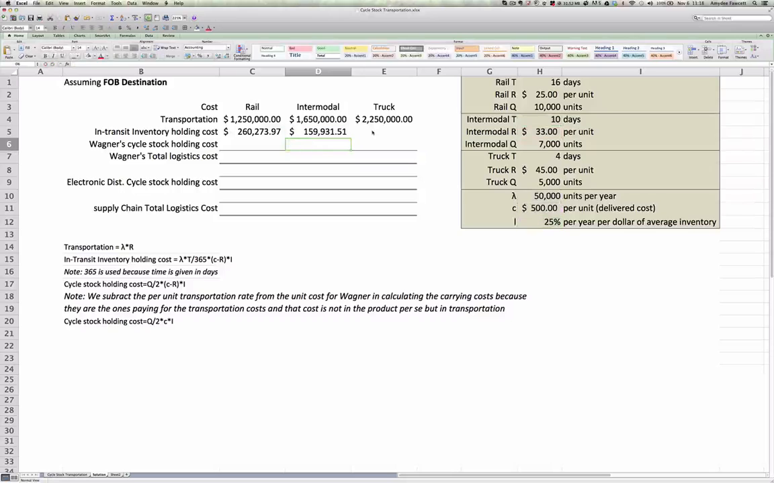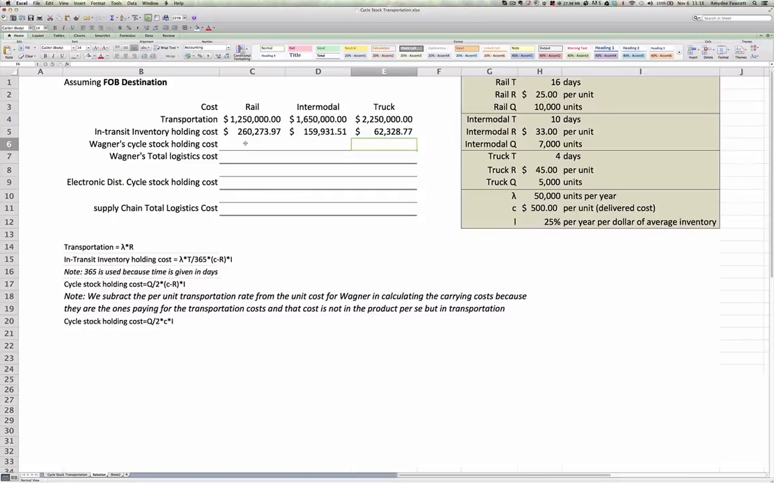And finally, we'll do the same thing for truck again. The annual demand multiplied by the transit time of only 4 days, in this case, divided by 365, times the unit cost net of transportation charges multiplied with the inventory carrying charge of 25%. So this gives us in-transit inventory holding costs.